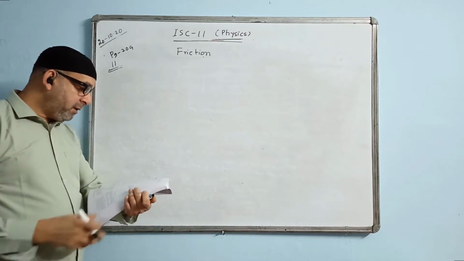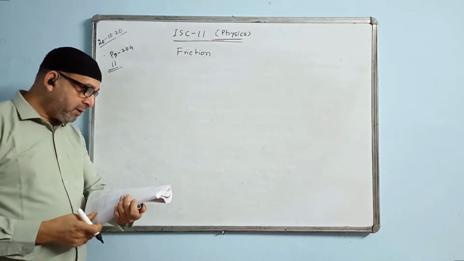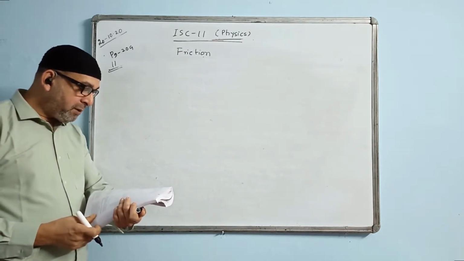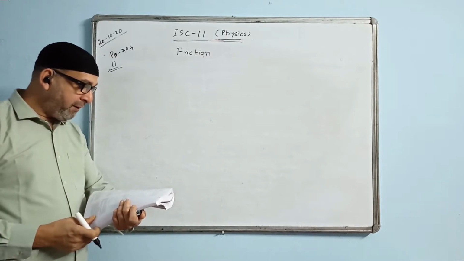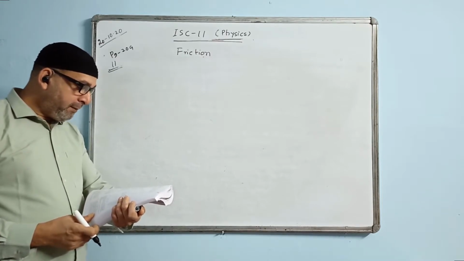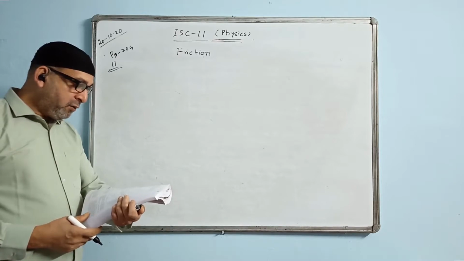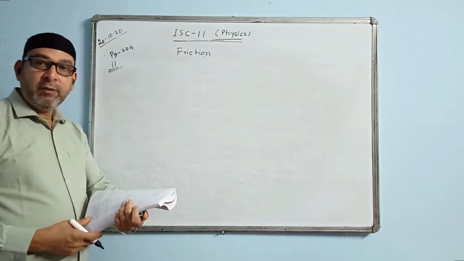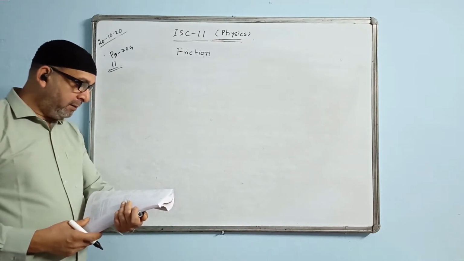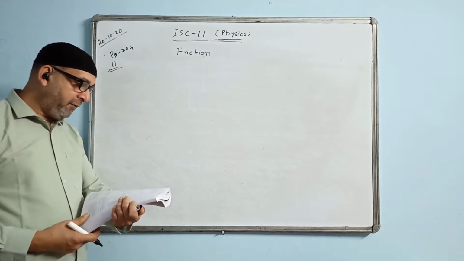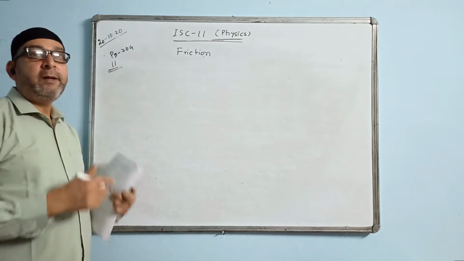Question number 11 says, a given body takes n times as much time to slide down a 45 degree rough inclined plane as it takes to slide down a perfectly smooth 45 degree incline. What is the coefficient of kinetic friction? So I will explain the question to you.